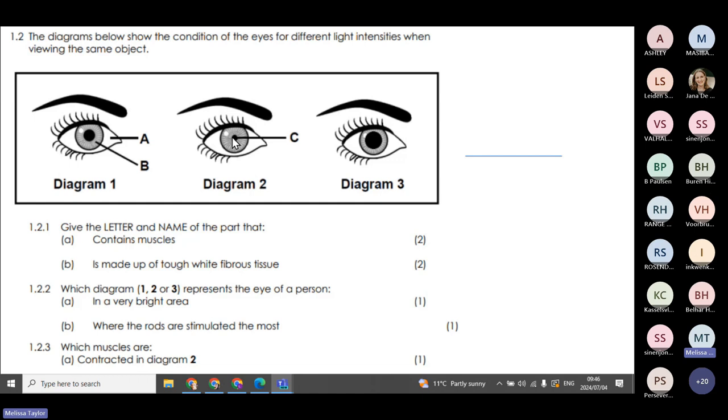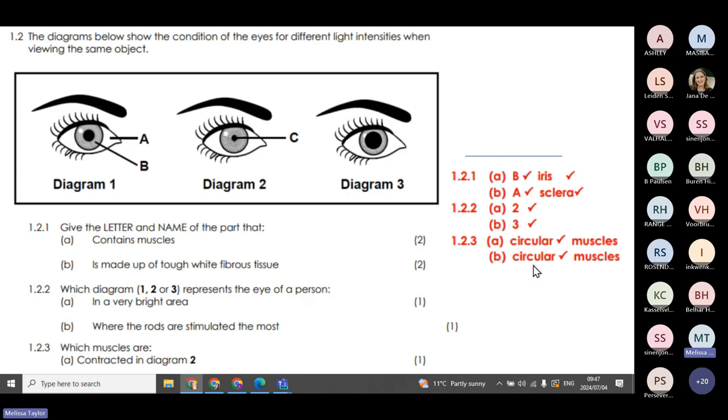And then relaxed in diagram three, here the radial muscles are going to be short and contracted, and the circular muscles are going to be relaxed. So the answer for B is again circular muscles. Okay, be careful again of the spelling.